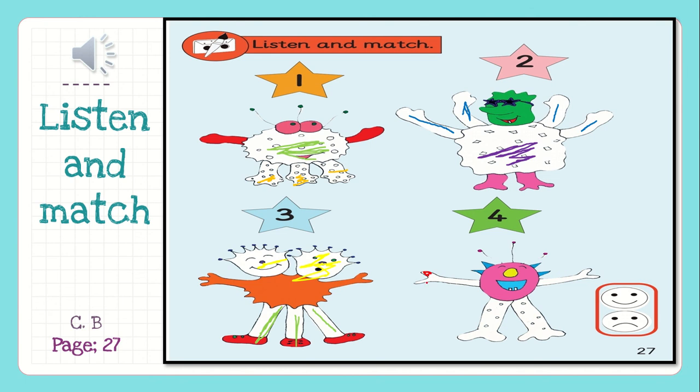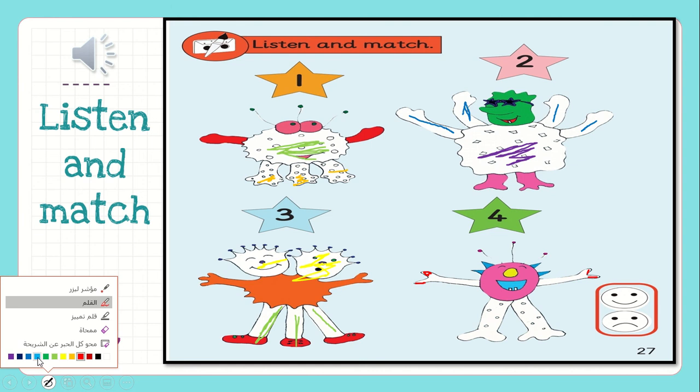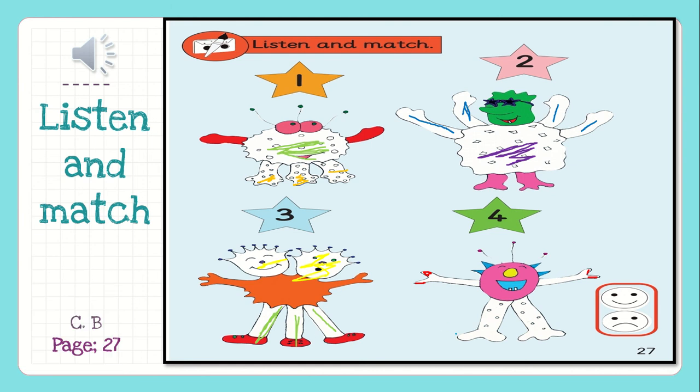So 4 red fingers. Okay, what about toes? What did he say? Listen. Head, 4 red fingers, and 5 blue toes. 5 blue toes. So toes, we are going to color them with blue. Okay, my students? Like this.